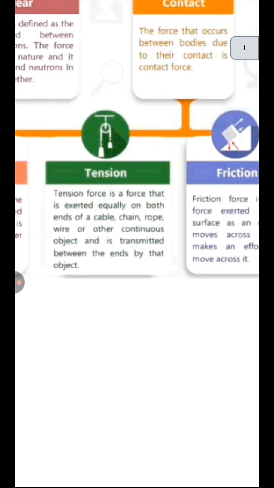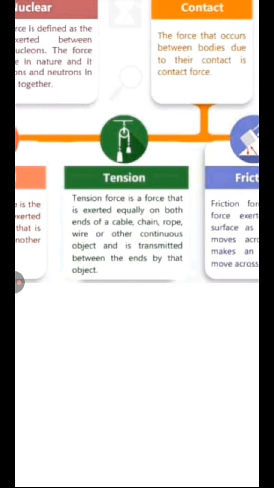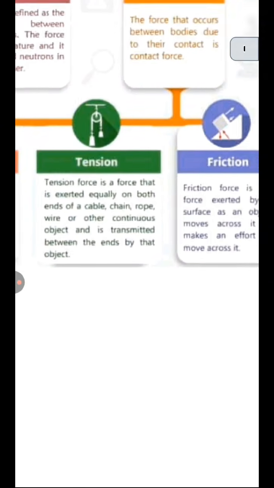The tension force is a force that is exerted equally on both ends of a cable, chain, rope, wire, or other continuous object and is transmitted between the ends by that object.